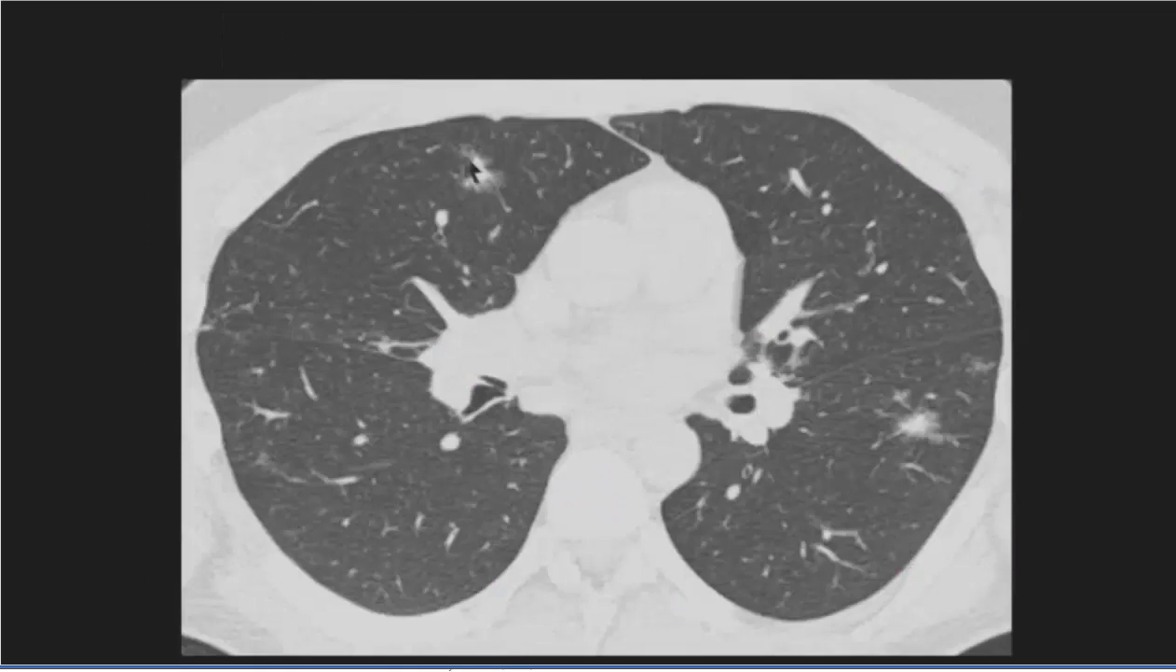Here's another case of bilateral part-solid nodules that could very well represent multifocal adenocarcinoma. In this case, it was biopsy-proven sarcoidosis.